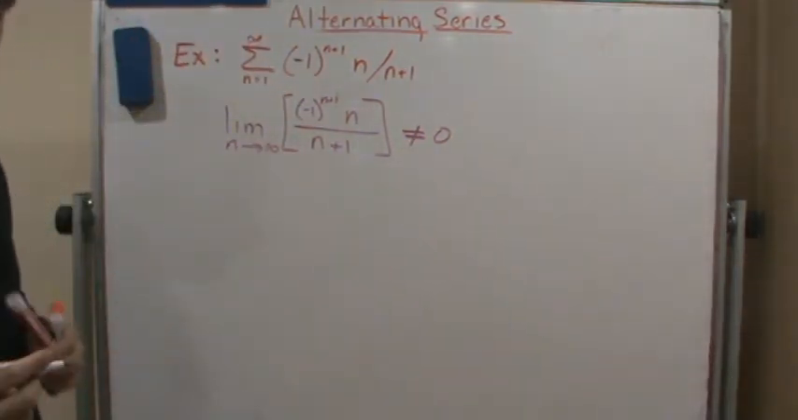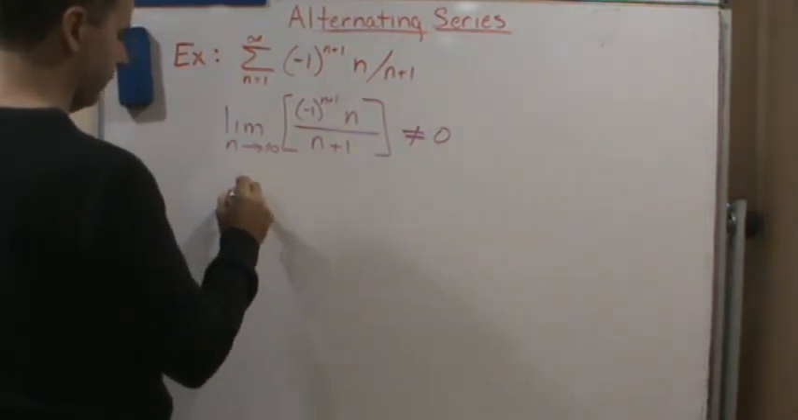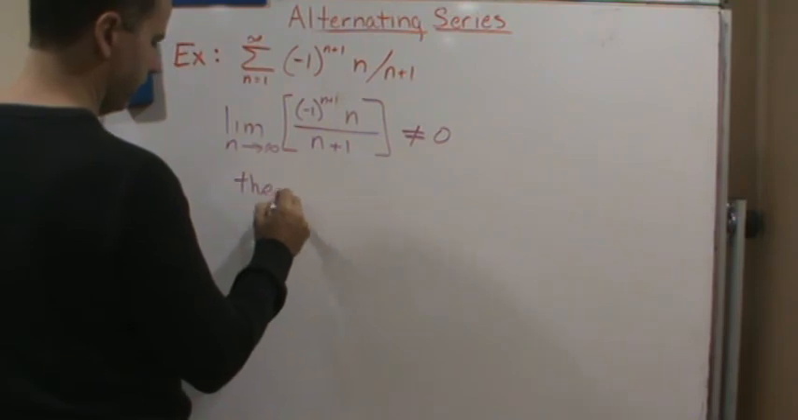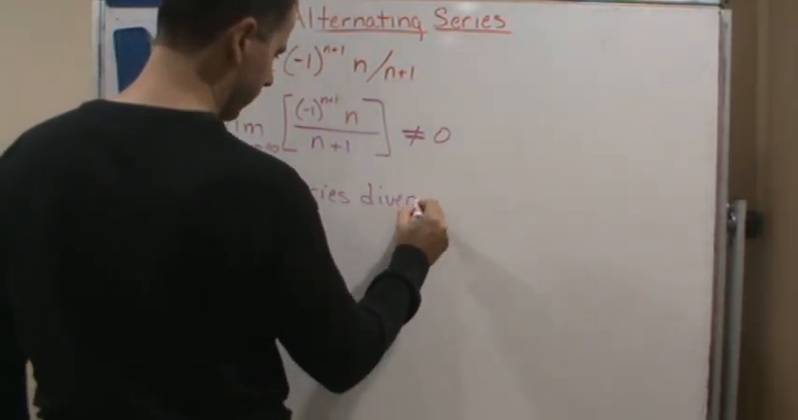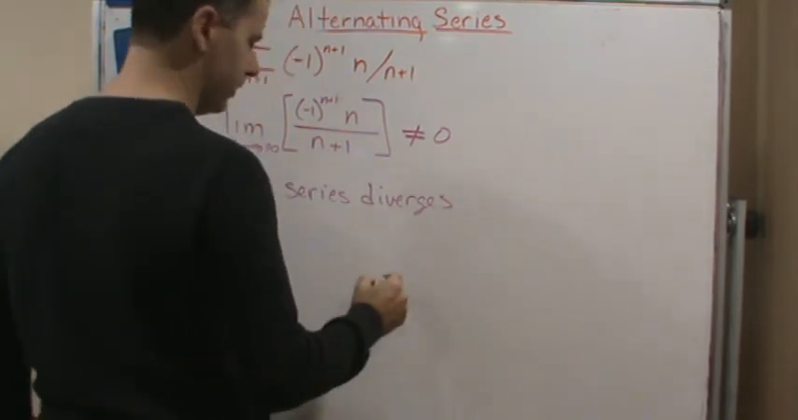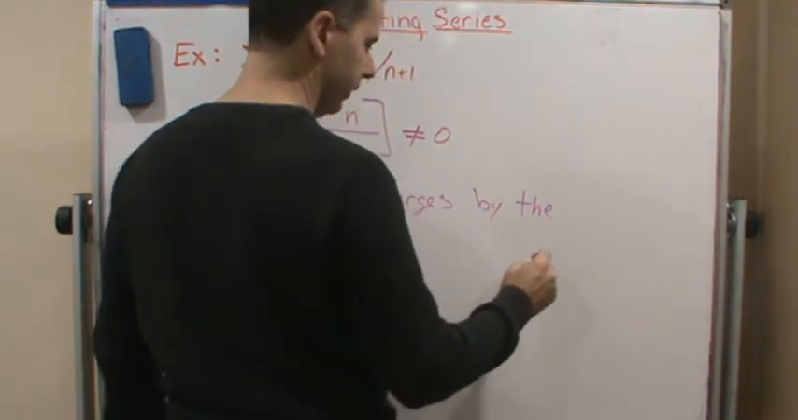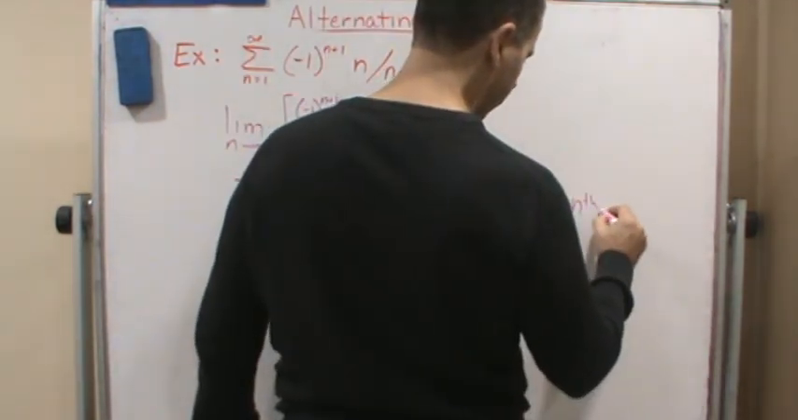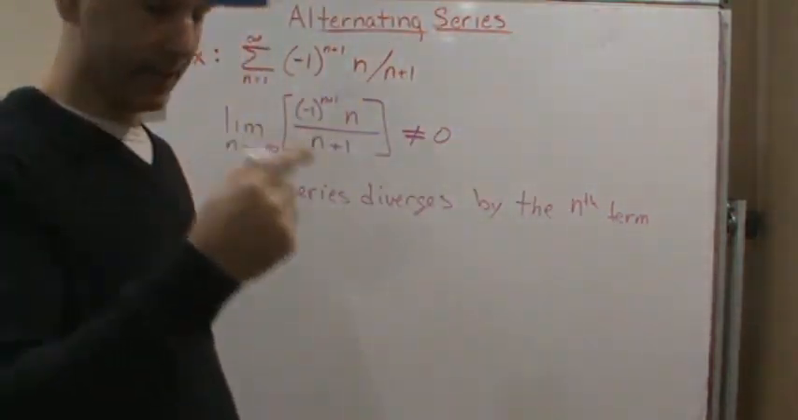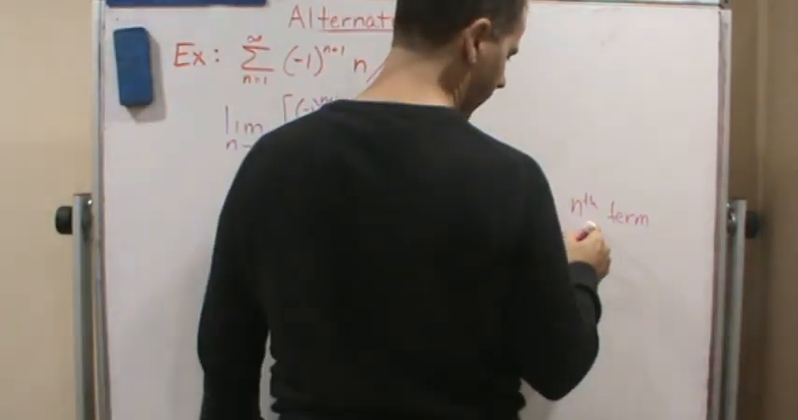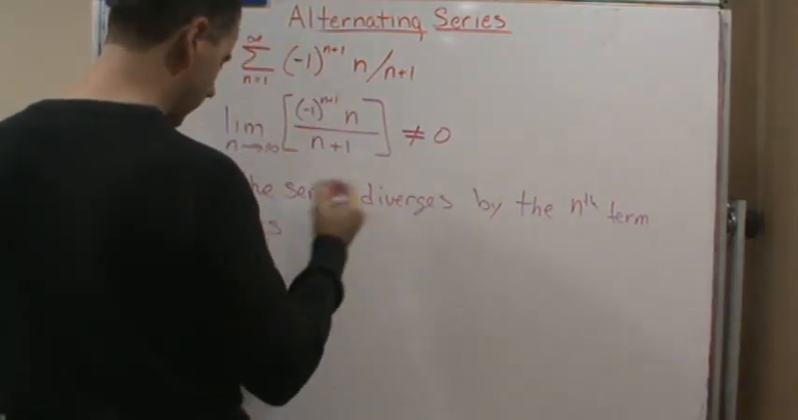And since it's not heading towards 0, the series diverges by the, what we call, now we haven't called it this, but it's called the nth term test for divergence, or divergence test.